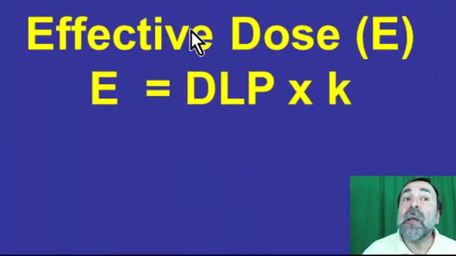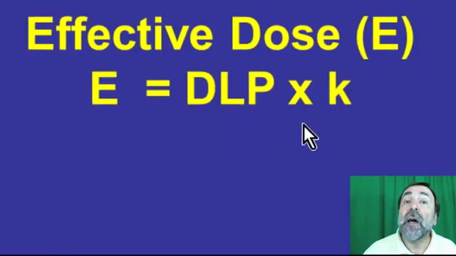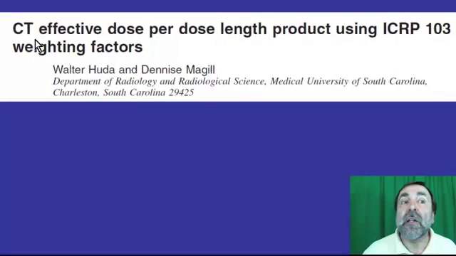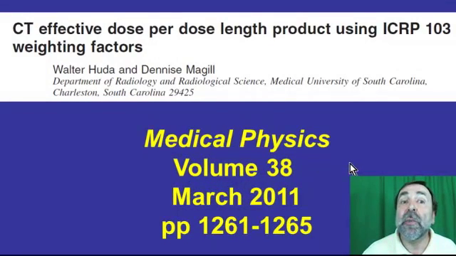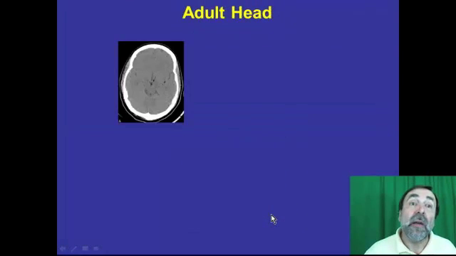You can estimate an effective dose for a normal size adult using this equation. The effective dose E is a product of the dose length product and a K factor. I recently published some K factors. The title of the paper is CT effective dose per dose length product. It's in the journal Medical Physics, published in 2011, volume 38, pages 1261 to 1265. Let me show you how you would use these K factors.